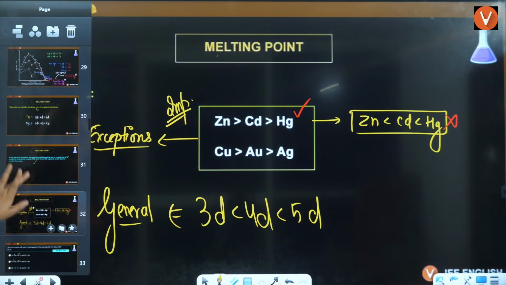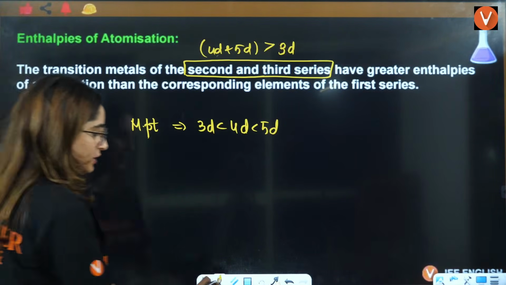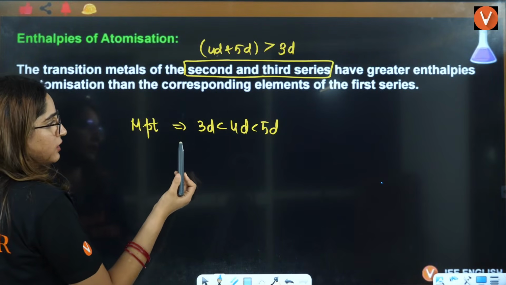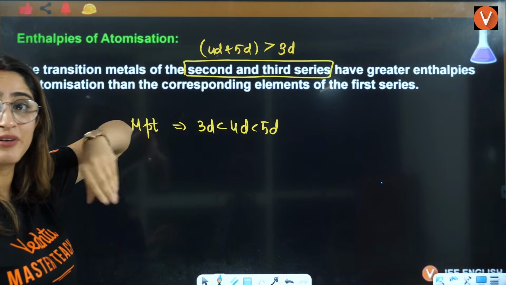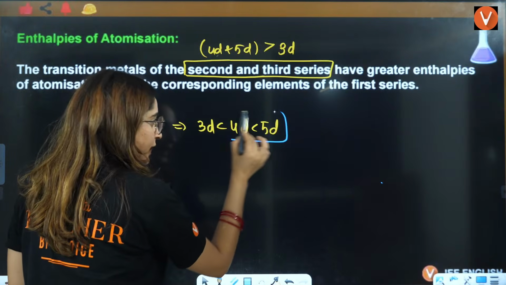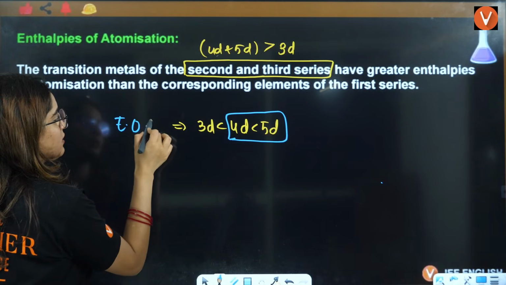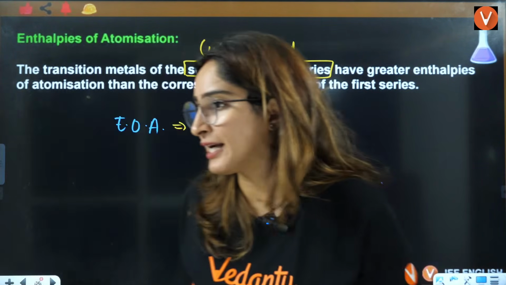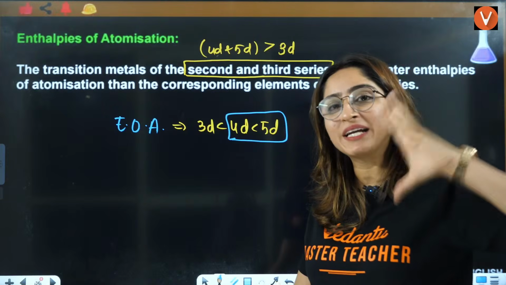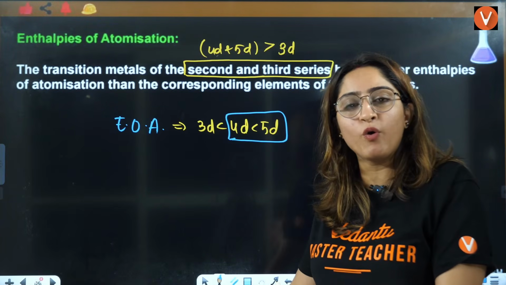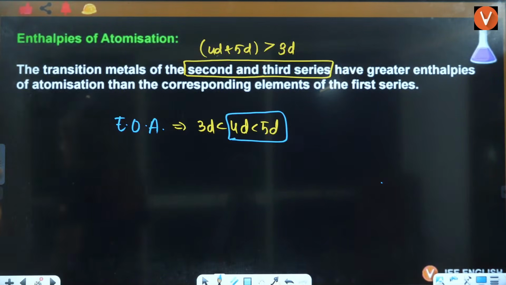Talking about the same ground here, melting point has this strength. Similarly, we are saying that the transition series 4D and 5D, because they have greater melting point, will have greater enthalpy of atomization as well. If metallic bonding is strong, melting point will be more, and melting point is more, so enthalpy of atomization will be more. Okay? Yes, everybody?